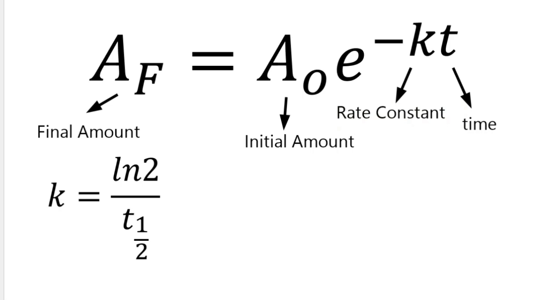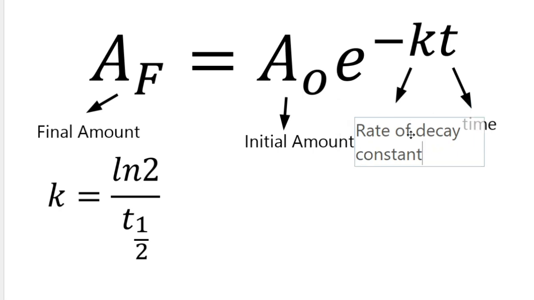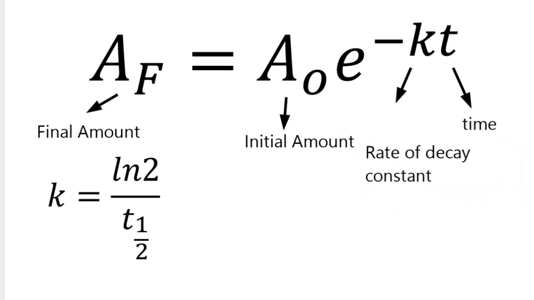Rate of decay, so that's going to be the rate decay constant. It's much better. Just write it below this one and make the arrow much bigger. So that rate of decay constant can be calculated using this equation.